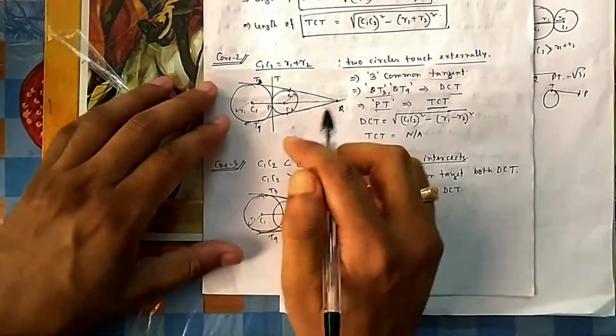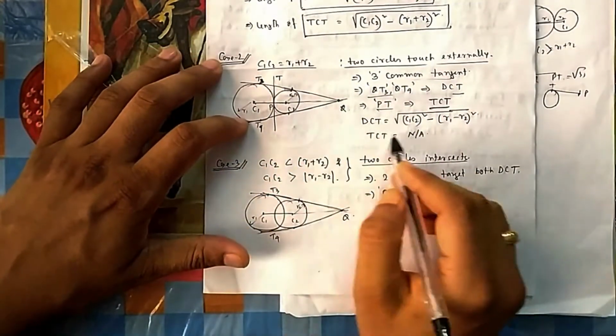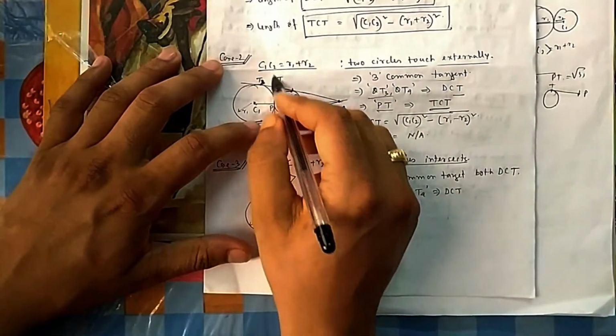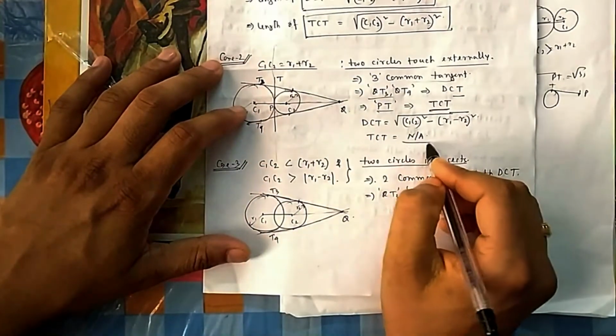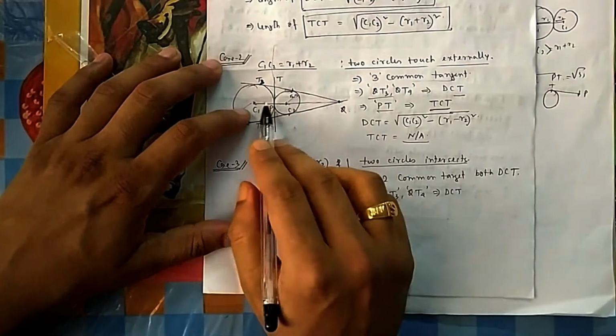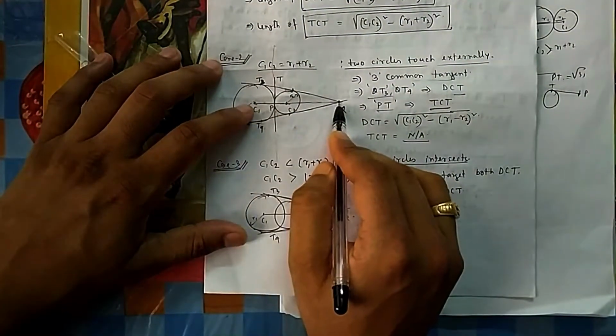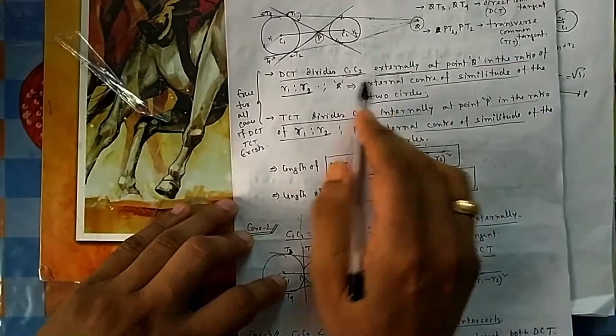So here you can find the length of DCT, but you cannot find the length of TCT. Which length will you take, because it is infinite length? So it is not applicable for TCT. The same theorem still holds, because 2 DCT meet at Q, so they will divide C1 C2 externally, because this holds true for all cases where it is possible.